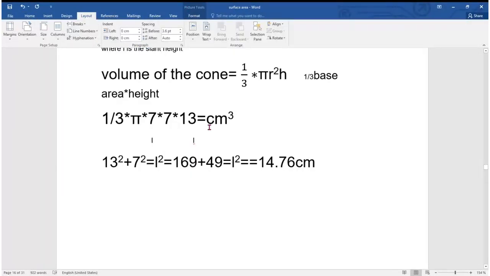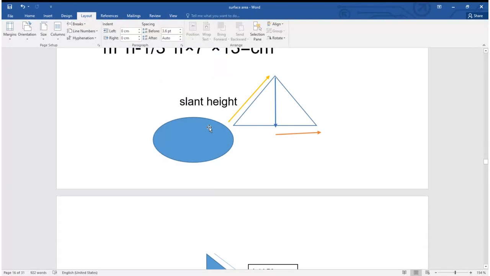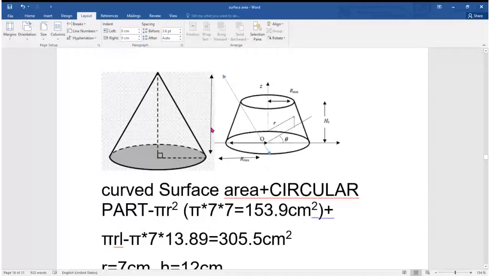Okay, so we come here, and this one is not a cone. This is not a cone, this one we call a frustum. So I can cut and paste it somewhere else.